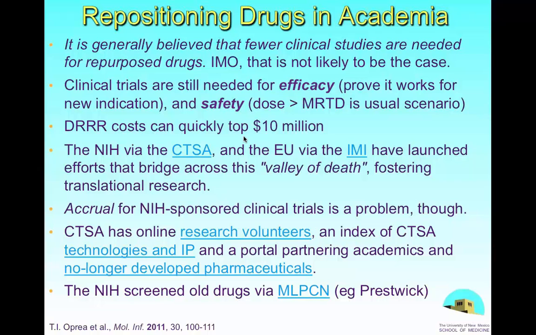Via the Clinical Translational Science Network, or in Europe via what's called the Innovative Medicines Initiative, there are a number of industry academic partnerships that focus on trying to bridge this valley of death. And that expression, by the way, made its way into the congressional record. So you can look it up.